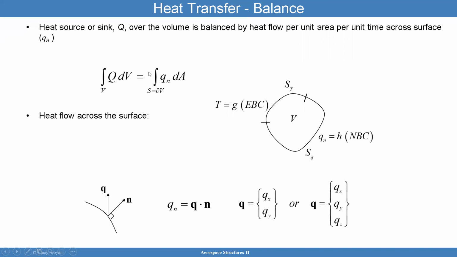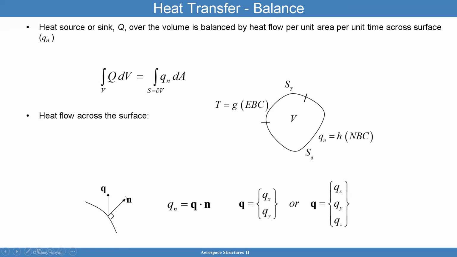It needs to be balanced by the heat flow per unit area across the surface. So whatever heat generation, heat source or sink I have within the volume has to be balanced by anything coming out. And you can see here Qn as an example. So if I look at a heat flow vector, you can see here the heat flow vector Q is going to have several components. But the normal component is Q dotted with a normal vector at that surface location.